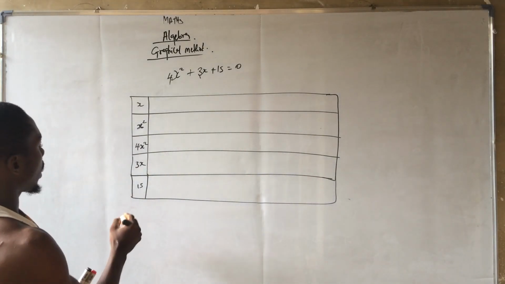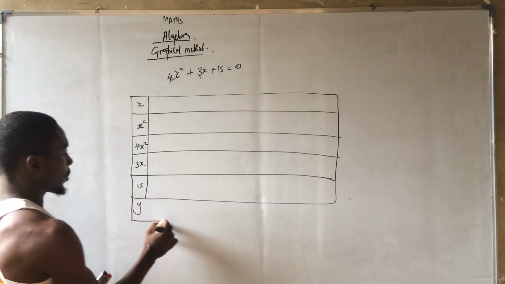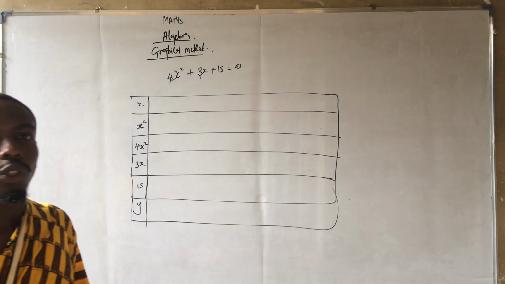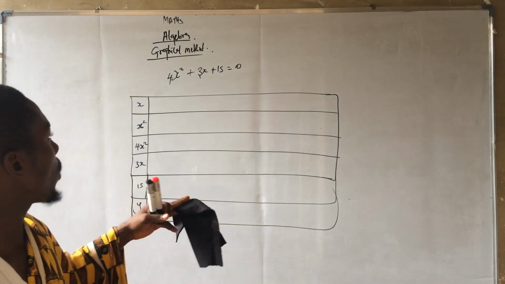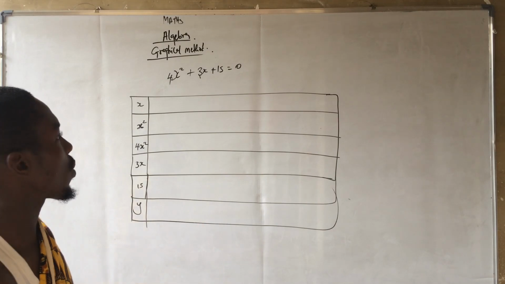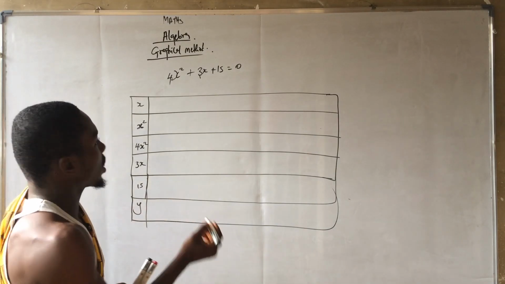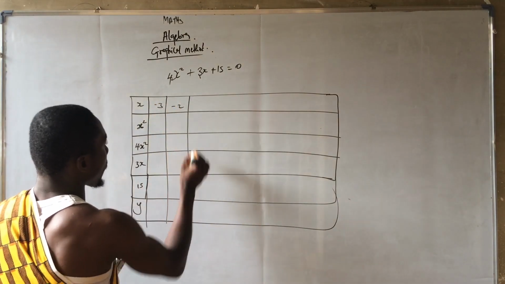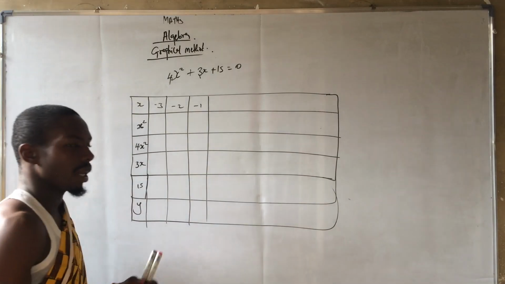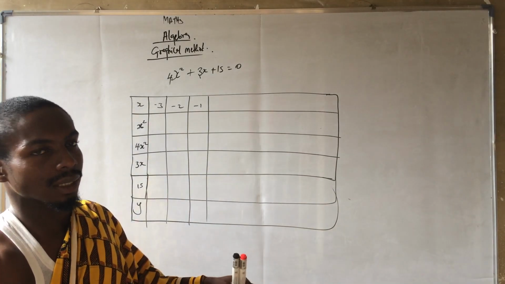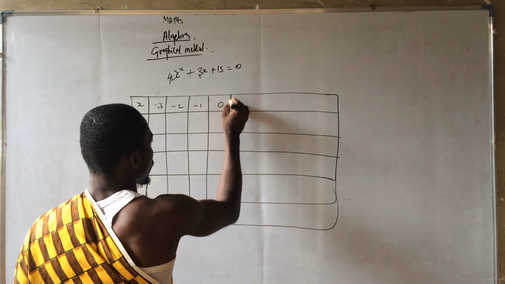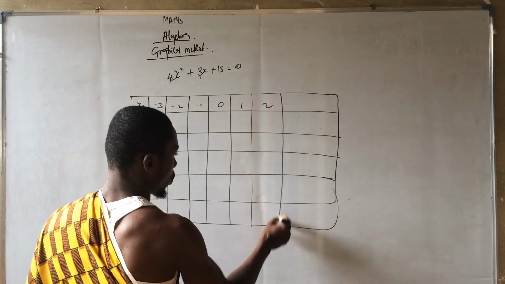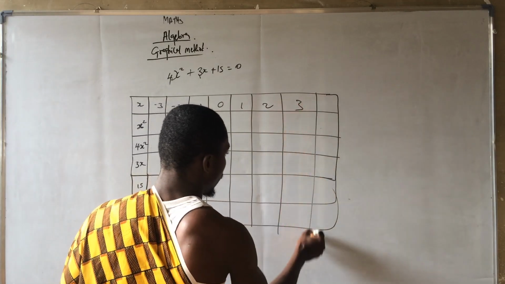After that, you choose your range. You choose the range of your x very well. For example, you start from -3, -2, -1, 0, 1, 2, and 3. I like stopping where I started.